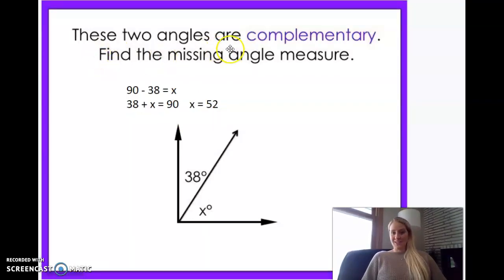And then these two angles are complementary. Find the missing angle measure. I'm not sure why they picked these numbers, but here's our right angle, and we have 38 degrees. Which we know from the last problem then would make x 52. But I did go through the problem up here. If you took 90 degrees and subtracted the 38 degrees, you would be left with x. So in this case, x would equal 52 degrees.